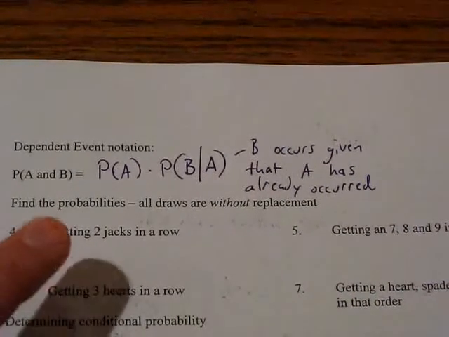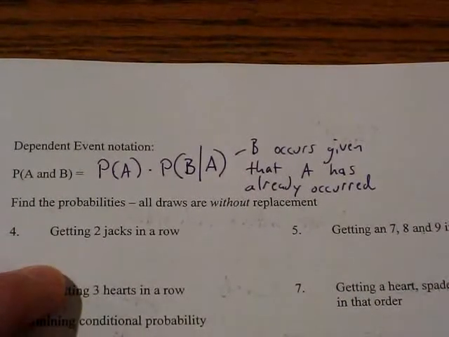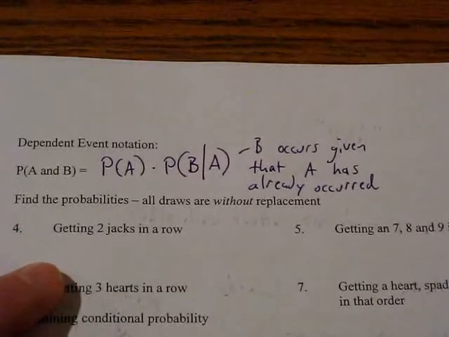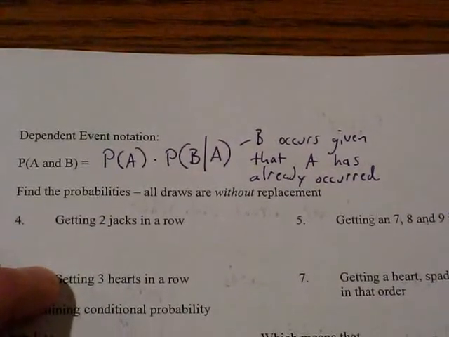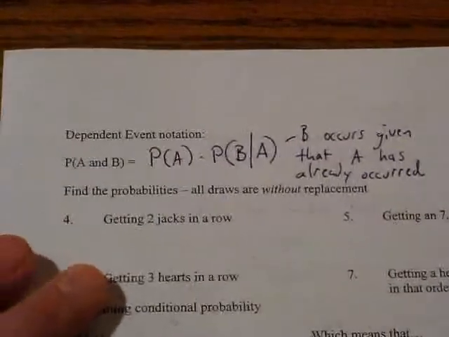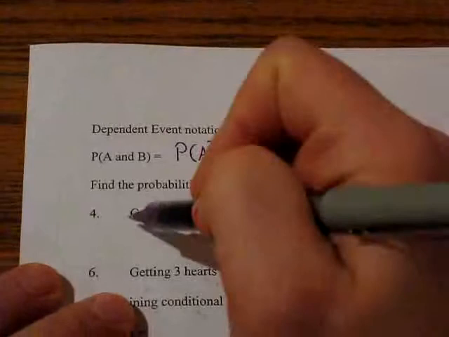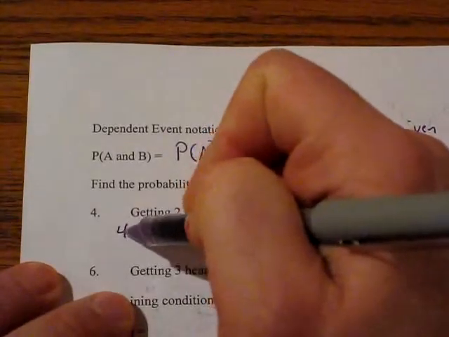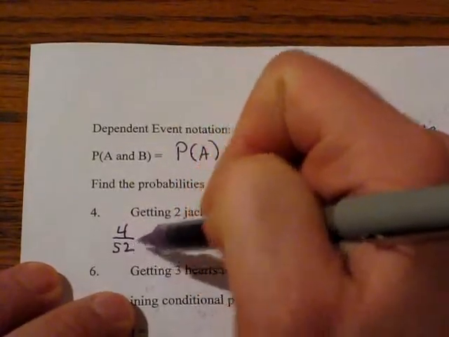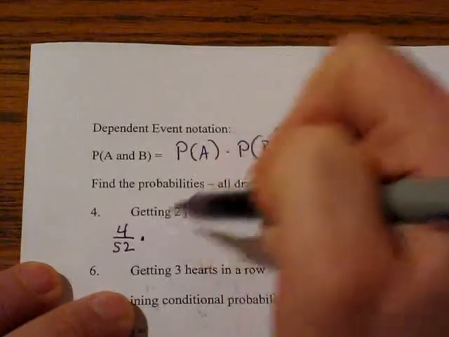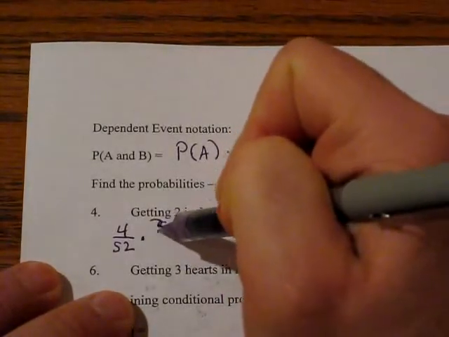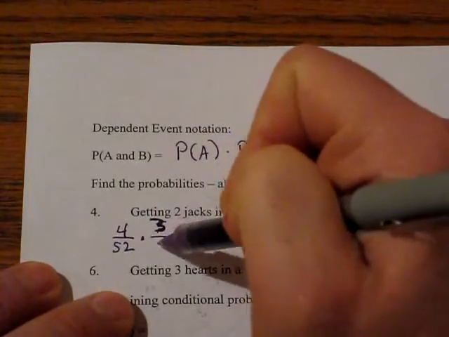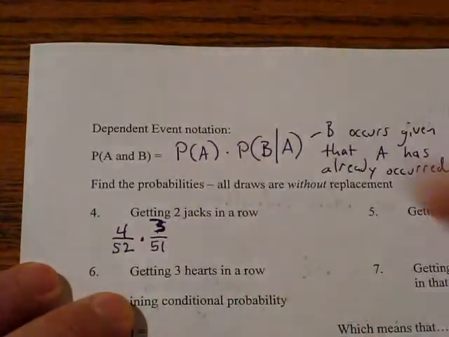So what we're going to do is find some probabilities, and we're drawing some cards out of a deck without replacement. I'll do the first one, and you should try to pause these YouTube videos if you want to see if you can get the answer before me. Alright, so the first one is getting 2 jacks in a row. There are 4 jacks in the deck of 52 cards. That means when you pull a jack out, you will then have 3 jacks left in a deck of 51 cards.